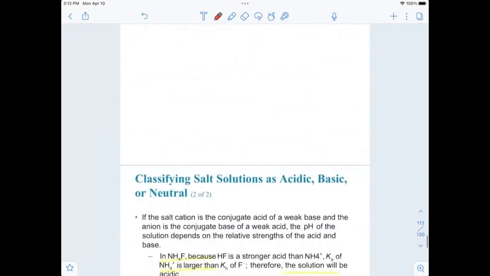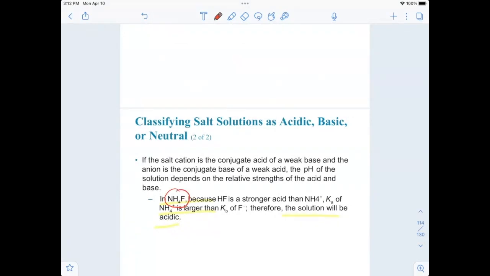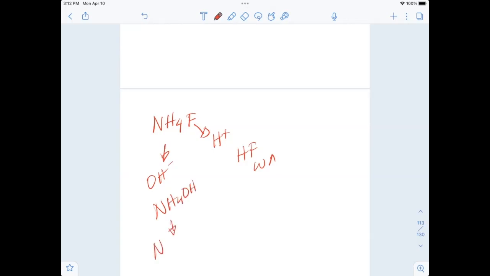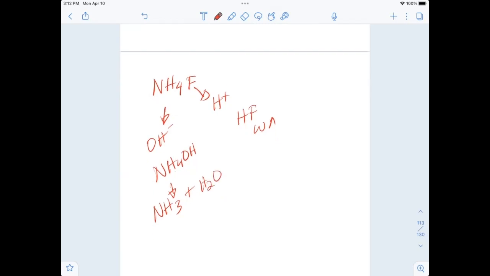So what happens if both parents are weak? If both parents are weak, like in the case of NH4F, this comes from, I'll put an H+ here, HF, which is a weak acid. This comes from a weak base, where it's like NH4OH or NH3 in water. I'm trying to get through the lesson because I have a meeting coming up. So this is a weak base. So we have both parents being weak.